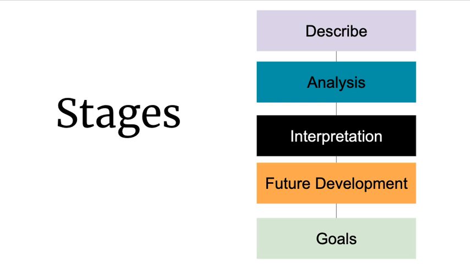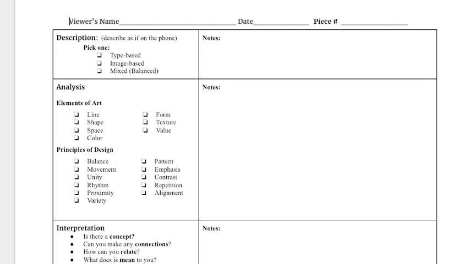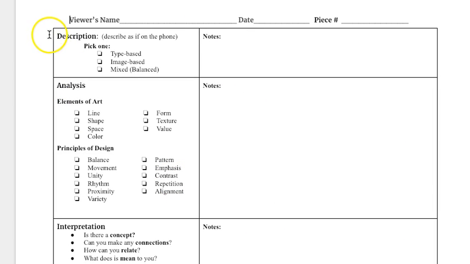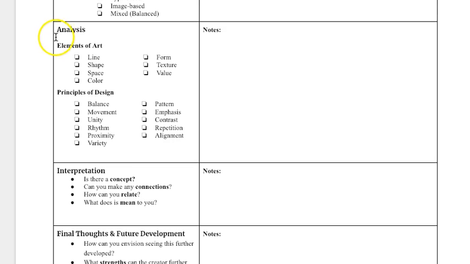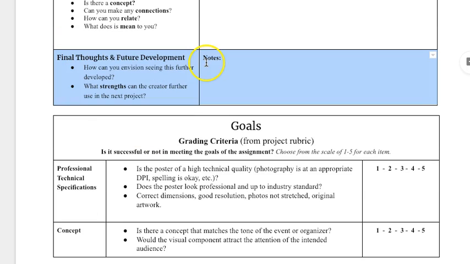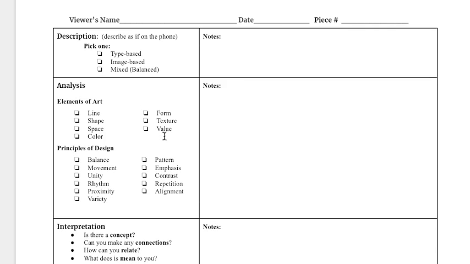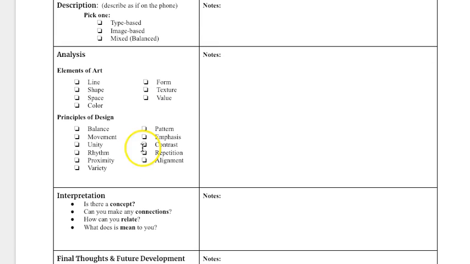So the stages of a design critique, and the ones you're going to go through in the document, are describe, analyze, interpret, talk about future development, and talk about the goals of the project. Let me look real quick at the critique document that you're using, because that's how I have it broken up. We have a description area, an analysis area, an interpretation area, and future developments. And then we have goals. I'm going to talk about what each of these means.